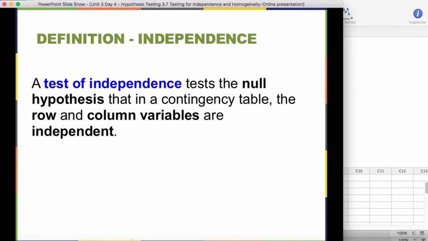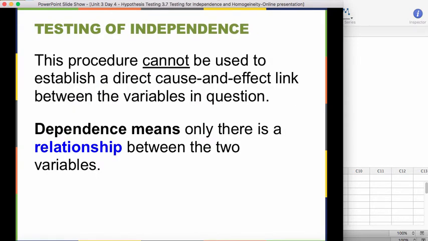Okay, so let's talk about what independence means. The test of independence tests the null hypothesis that in a contingency table, the row and column variables are independent. This procedure cannot be used to establish a direct cause and effect link between the variables in question. Dependence means there is only a relationship between the two variables. If, for example, we do have a statistically significant result, that tells us that we need to dig deeper to see what's actually happening. Perhaps there is a relationship that can be explained by logic. Again, a relationship doesn't necessarily mean that one causes the other.